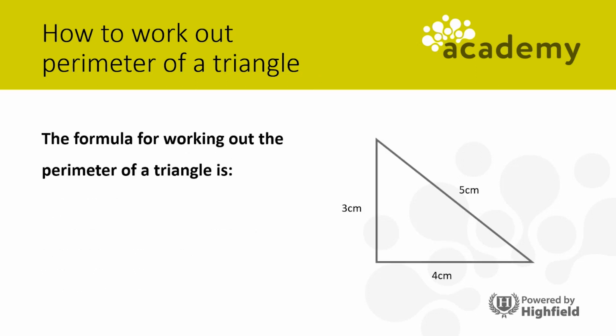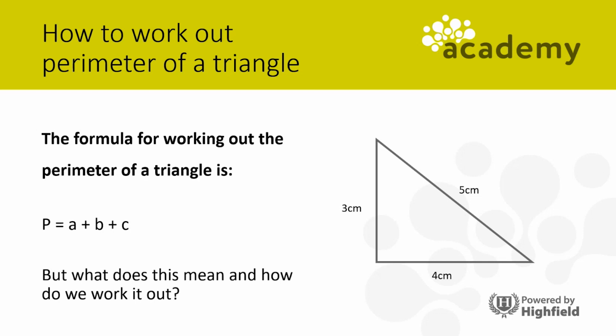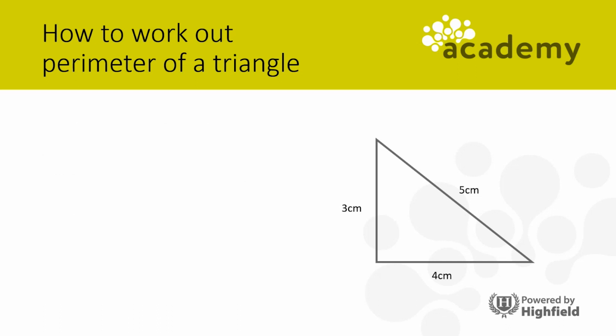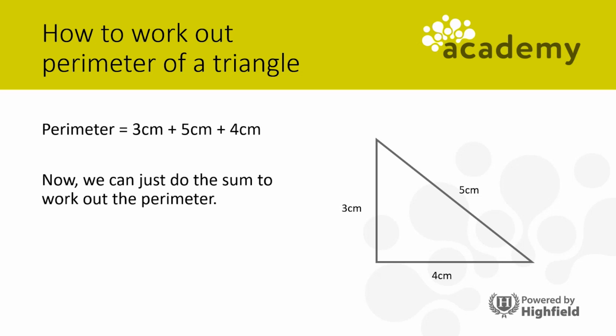The formula for working out the perimeter of a triangle is P equals A plus B plus C. So let's have a look at what that means and how we'll work it out. Firstly, we change our letters for numbers in our equation, so we can change our A, B, and C for the numbers in our triangle. So perimeter equals 3 centimeters plus 5 centimeters plus 4 centimeters. Now we can just do the sum to work out the perimeter, and that's 12 centimeters.